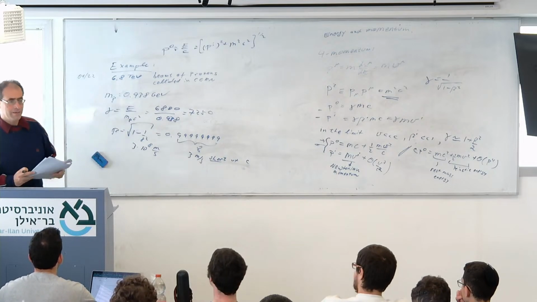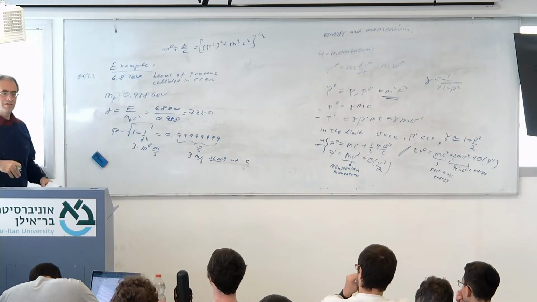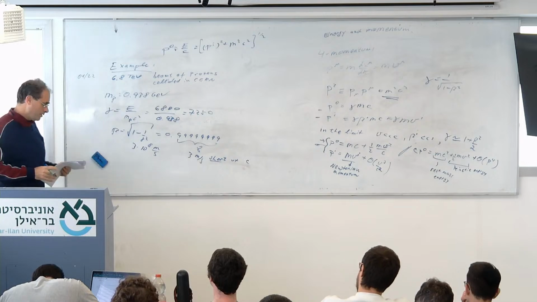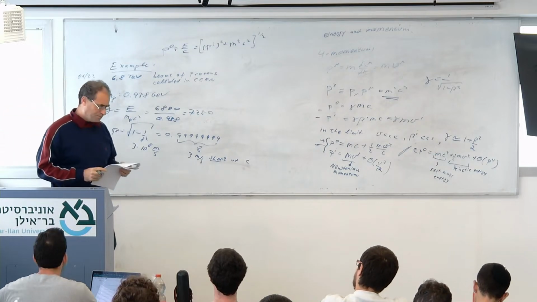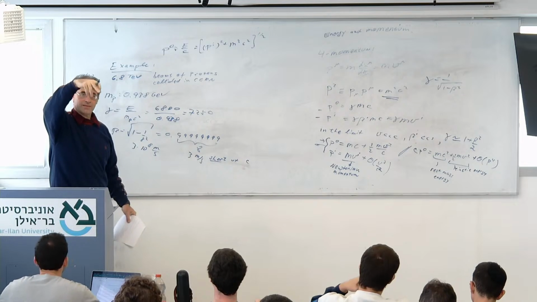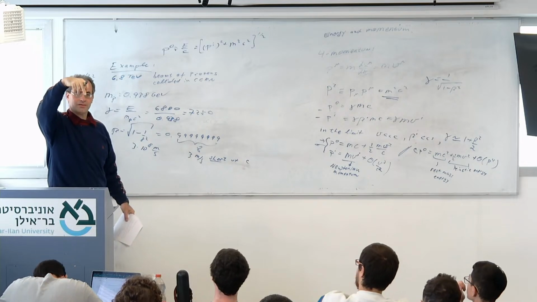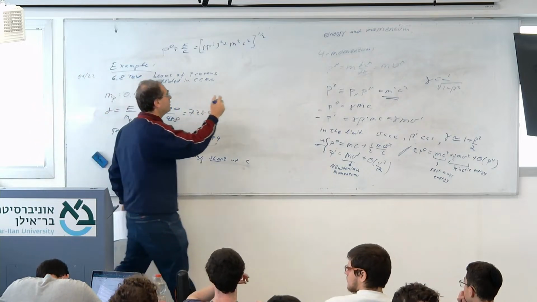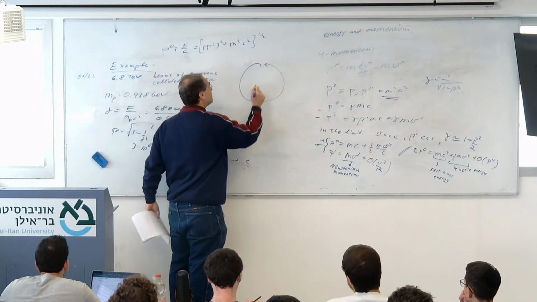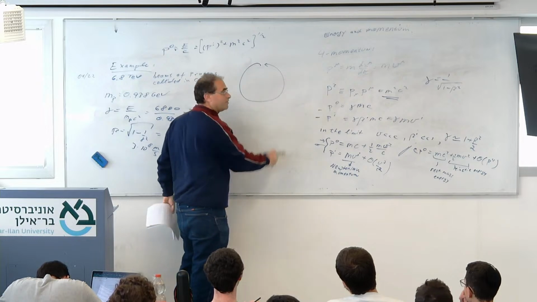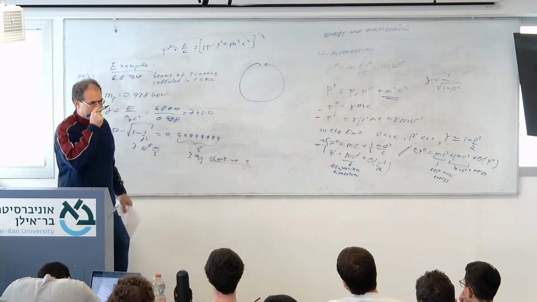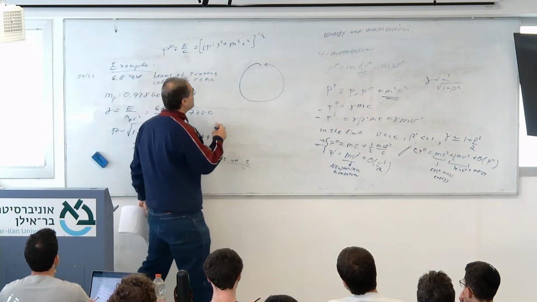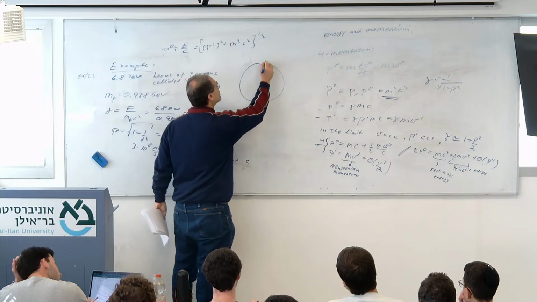How long did it take to cross the ring of CERN? You know what the circumference of the ring in CERN is? 27 kilometers. This is a ring. Geneva is somewhere over here, a bit below the city, right? And that's 27 kilometers.